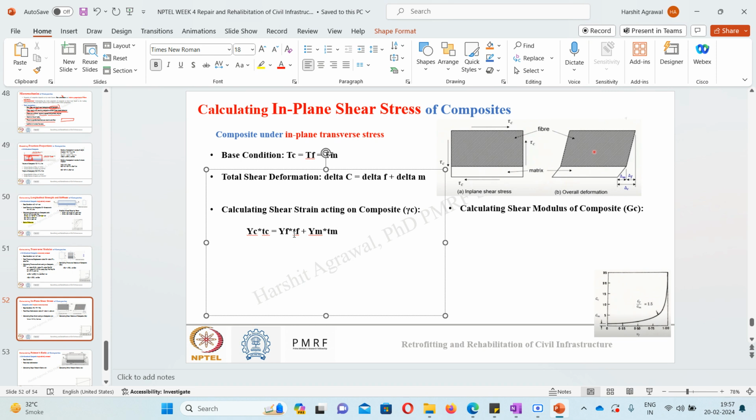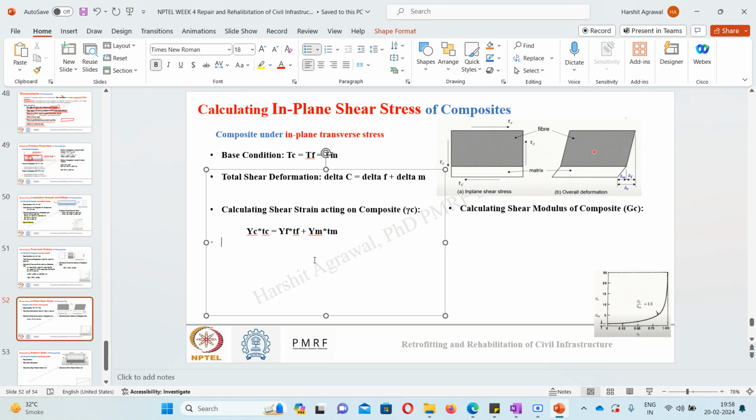Now what I can do, I will divide tc on both sides. So I can write tf by tc, which is nothing but my volume fraction, since my breadth and length are the same for the composite. The fiber and the matrix are uniformly dispersed, so my breadth of the fiber is the same as the composite, my total length of the fiber is the same as the composite, and similarly for the matrix also. So my tf by tc will be nothing but my volume fraction.